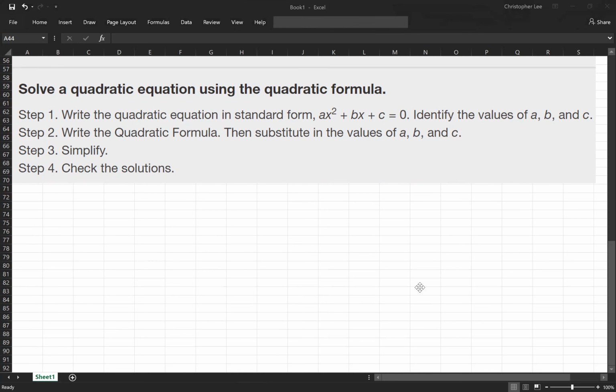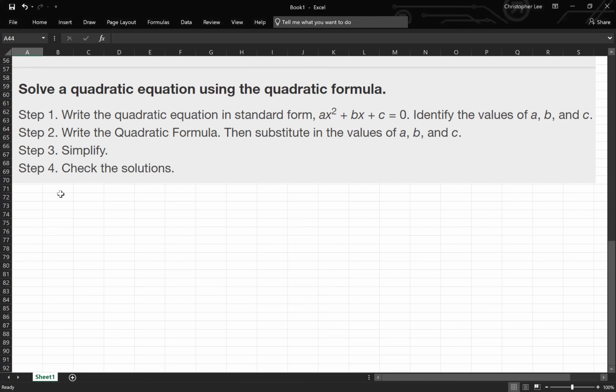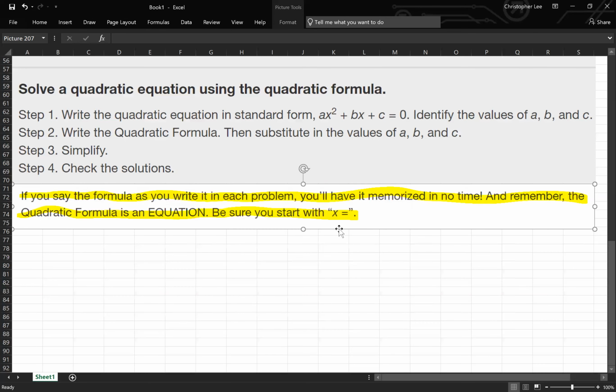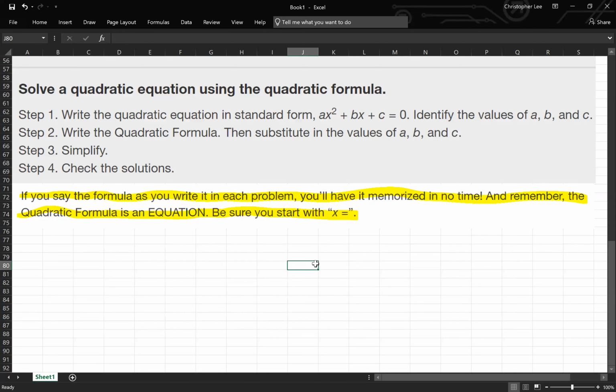Let's look at something else, something more interesting. So this is what I was saying. The only thing that I can really do to make your life hard with this question is this, right? If you say the formula as you write it in each problem, you'll have it memorized in no time. And remember, the quadratic formula is an equation. Be sure you start with x equals, right? That's important.